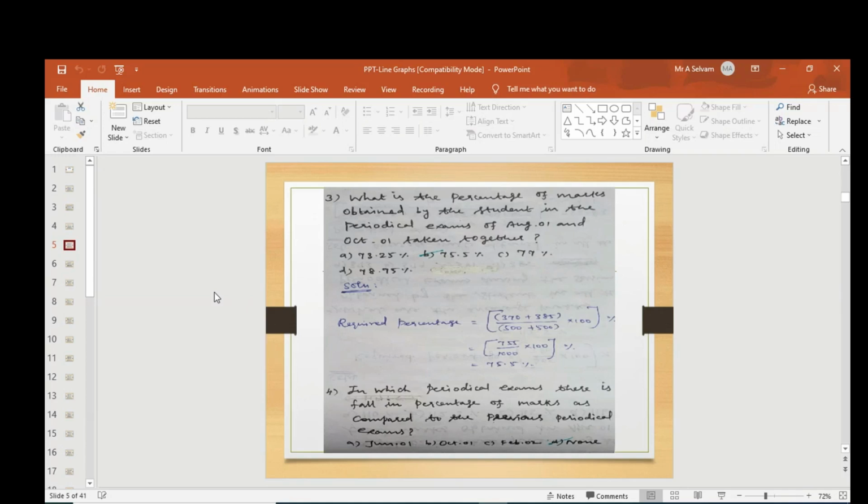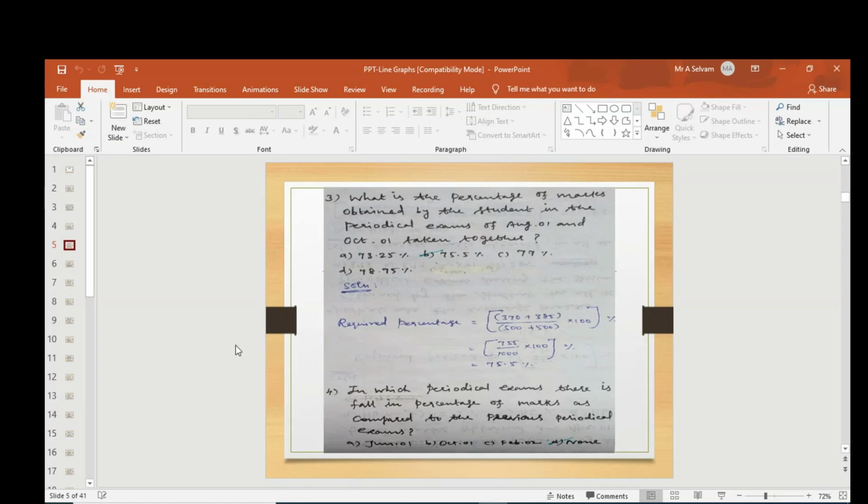In which periodical exams is there a fall in percentage of marks as compared to the previous periodical exam? Look at the question properly. Based on the question they have given some options also. Option A June 2001, option B October 2001, option C February 2002, option D none.